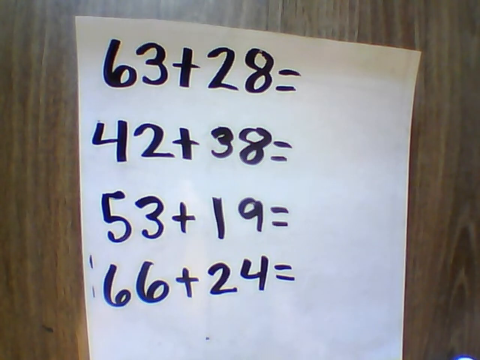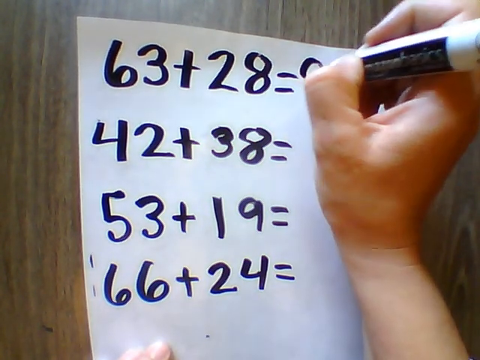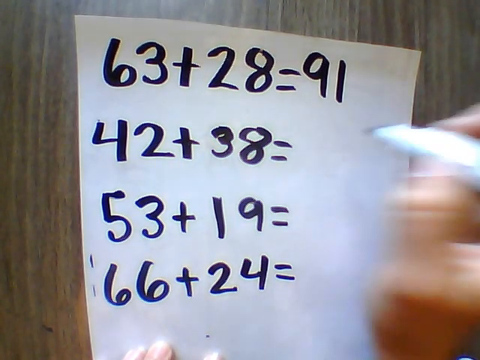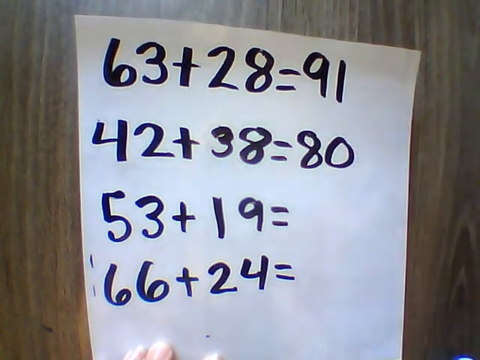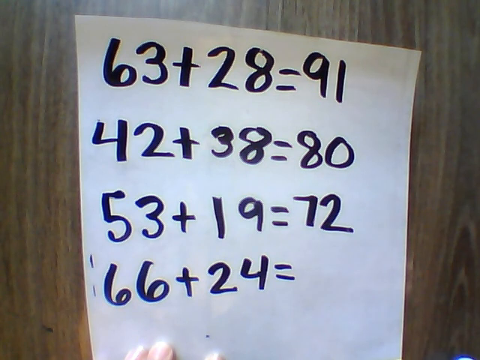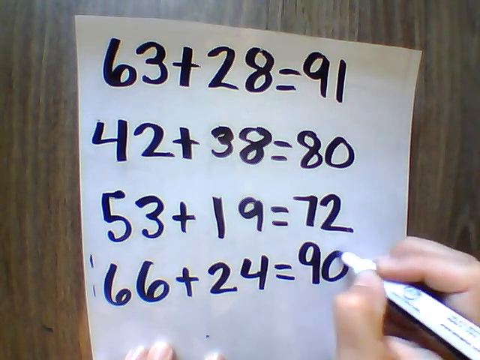So 63 plus 28 is 91. 42 plus 38 is 80. 53 plus 19 is 72. And 66 plus 24 is 90.